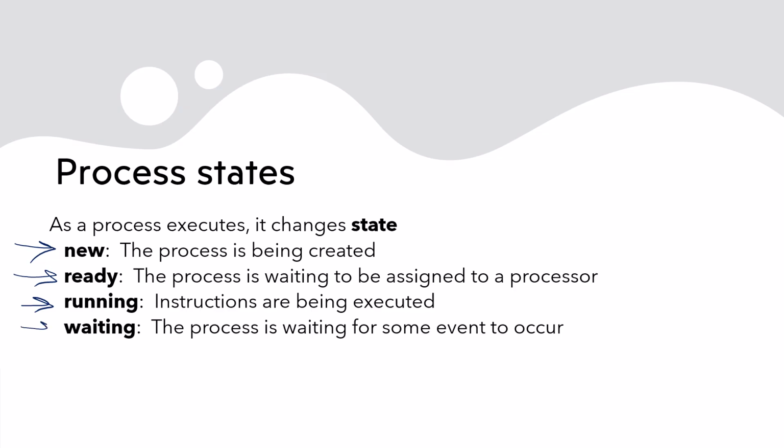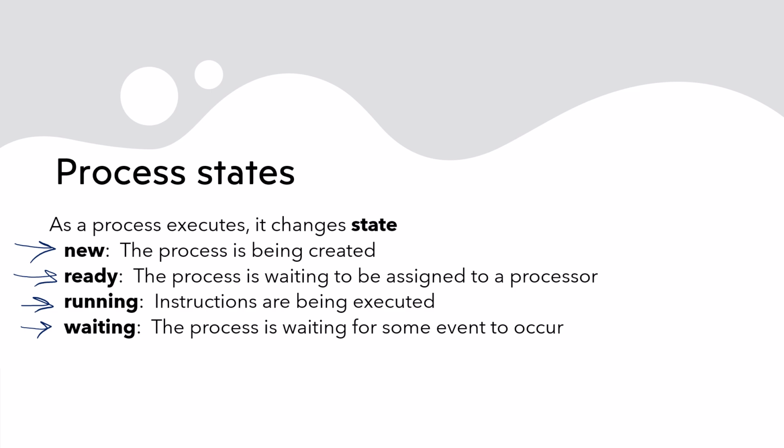Waiting. Processes are waiting all the time. Sometimes they're waiting for the results of another process. Sometimes they're waiting for data from a file. So while it's waiting, another process could be on the CPU running. So it's still active. It's just waiting for an event. It's not ready because it's waiting for an event.